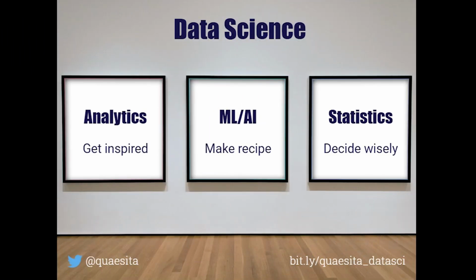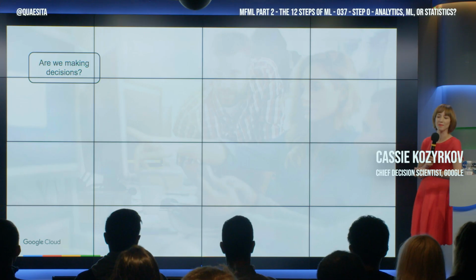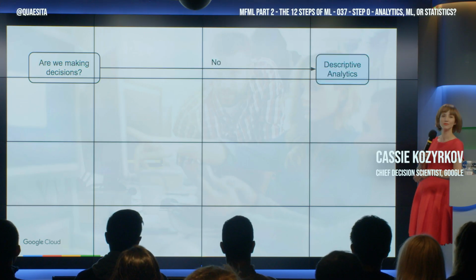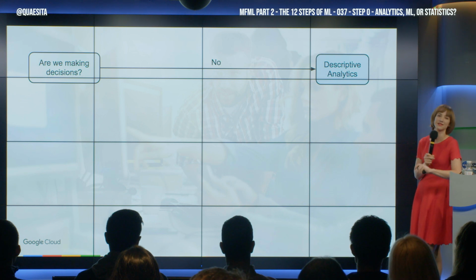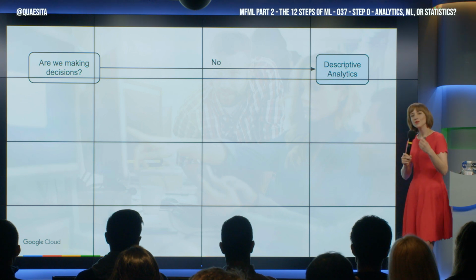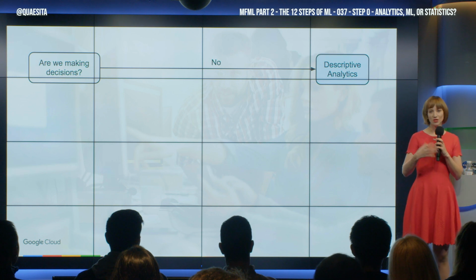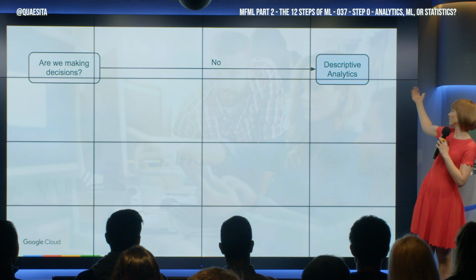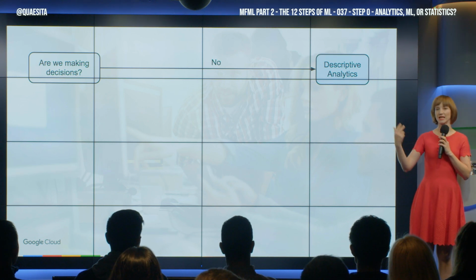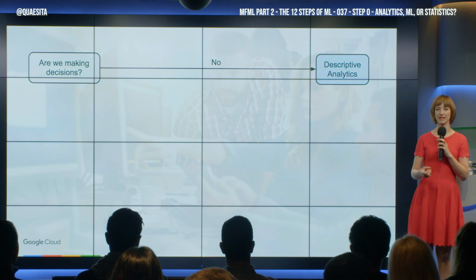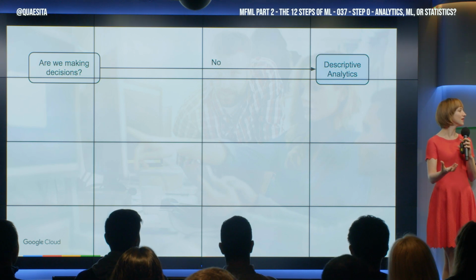Let's have a flowchart to diagnose which one we're dealing with. So our first question should always be, are we making decisions? And if the answer is no, descriptive analytics, data mining, that's the one for you. And if you want those fancy algorithms, you can use machine learning algorithms for descriptive analytics. You can use statsy stuff like t-tests for descriptive analytics. It's just the way that you use them is very different.